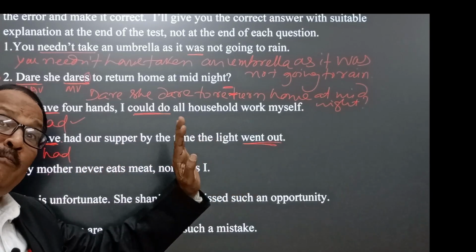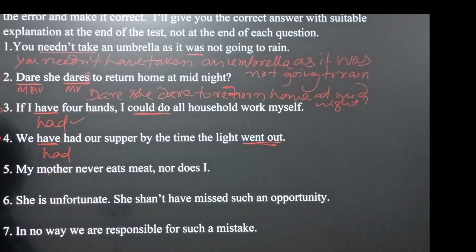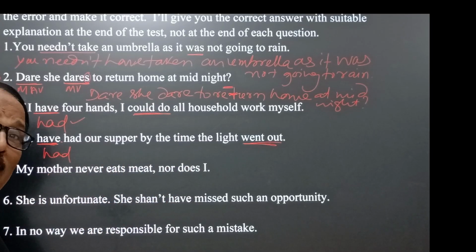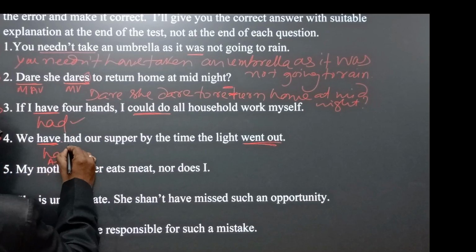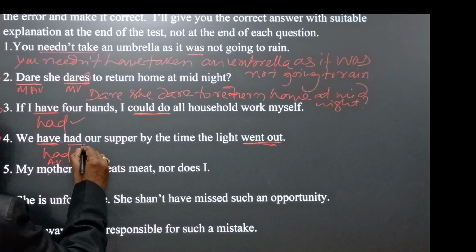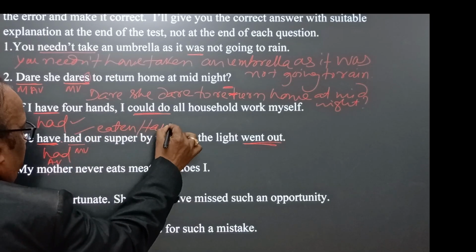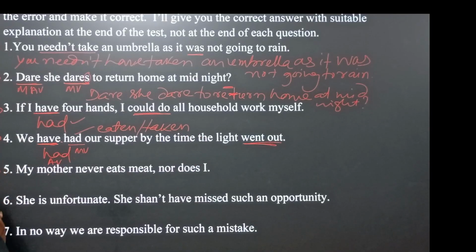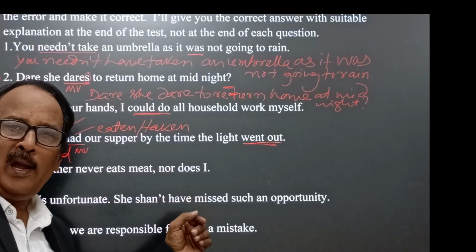It means before the light went out, we had already eaten or taken our supper. Here, had is the auxiliary verb, and this had is the main verb, meaning eaten or taken. Yes. Question number 5. My mother never eats meat, nor does I.